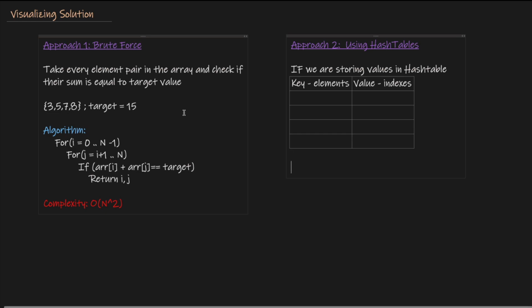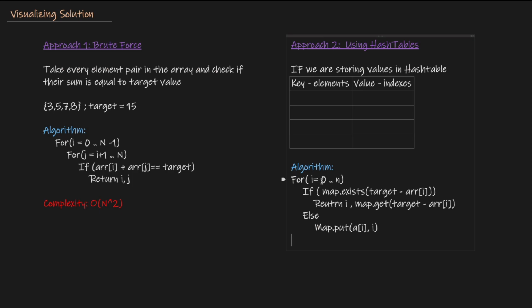Okay, let's look at the algorithm to understand this better. So we start from 0 to n. At every step, we check if the value of target minus the array element is already present in the map or not. So for the first iteration, 3, we'll check if 12 is already present. Currently the map is empty, so nothing to do. We'll go to else and we'll put the value 3 and its corresponding index into the map.